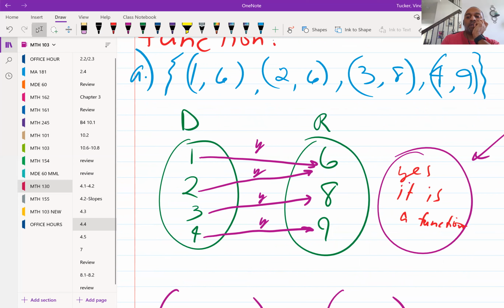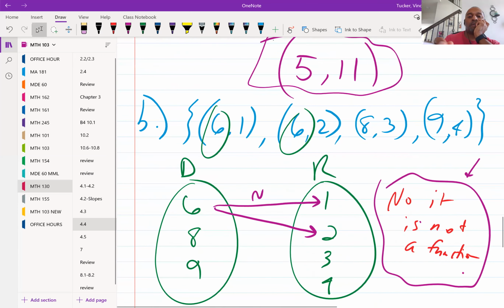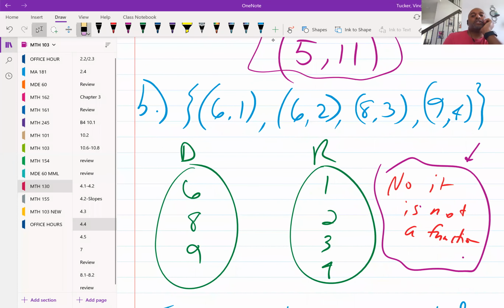Can I scroll up? Yes. Don't worry about that. D stands for domain, the R stands for range. All right. So this time we have 6, 1, 6, 2, 8, 3, 9, 4. So the values that are in our domain are 6, 8, 9. Those are the first components.